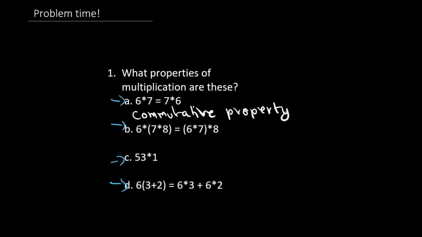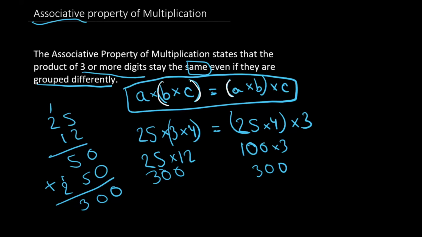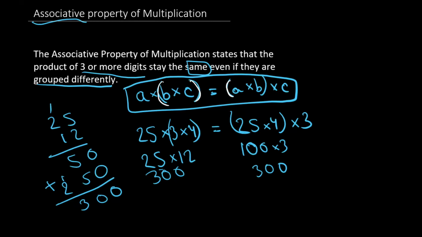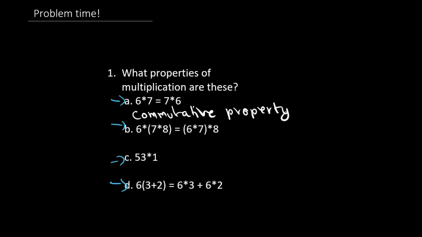Now, let's look at the second question. It says 6 times, in parentheses, 7 times 8 equals 6 times 7, in parentheses, times 8. So, as we looked at it in the first question, we went to the associative property and we found out that there are parentheses around B and C, times A, and it's also equal to A times B in parentheses times C. So we find out that it's associative property. Okay, let me just write this quickly.